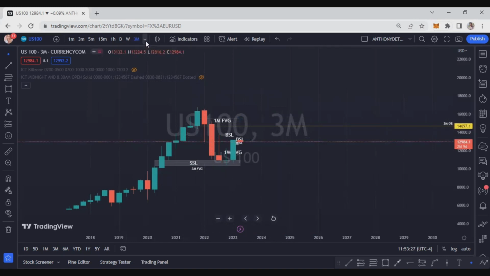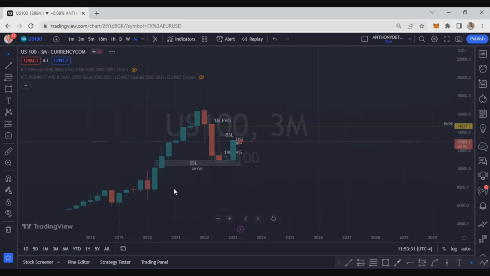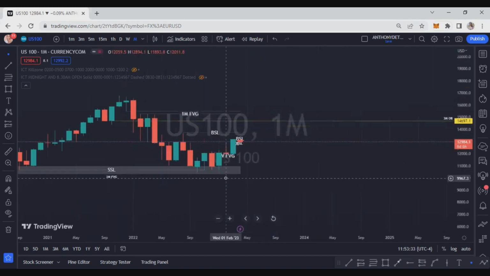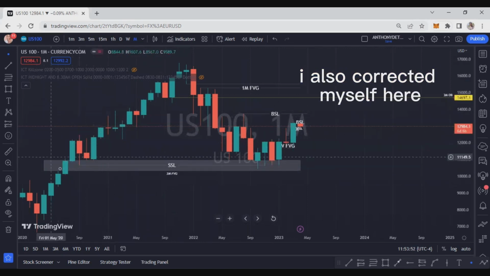Going to the 1 month time frame to see what price might be doing. Going back to the 3 month time frame, we see when price traded into the 3 month FVG, it took out a sell side liquidity. This is known as a sell side liquidity. This is another example of a swing low here.